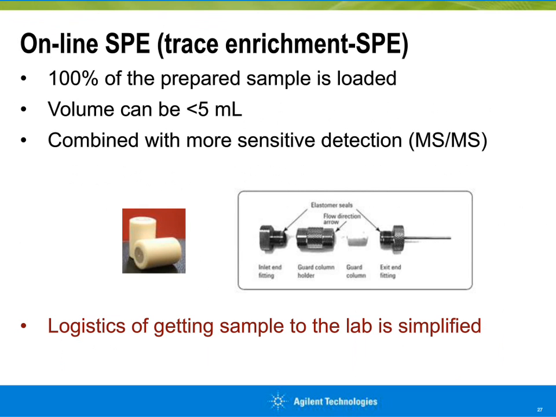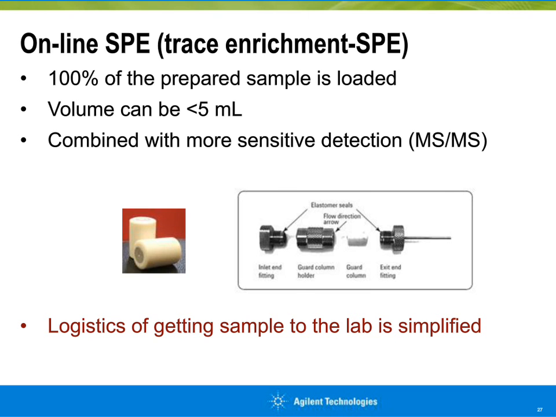One idea is to actually take SPE and make it online. What's the advantage of this? Using online SPE allows you to use a much smaller sample volume, for instance, water, and all of that volume can be prepared at once. Combining this technique with sensitive MSMS offers extremely low levels of detection for emerging contaminants. The logistics of collecting the samples, for instance, water, which used to be hundreds of mLs of volume, are now drastically simplified by the online approach.